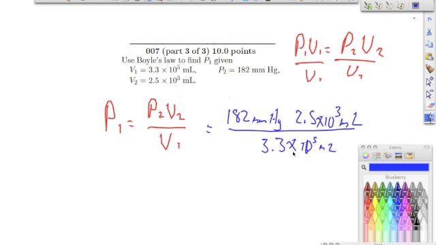Now remember, for scientific notation, we use the second comma key to get that E, and when we plug it in, make sure that we put parentheses around the numerator and the denominator, and if we do that correctly, we should get an answer of 1.38 millimeters of mercury for our initial pressure.